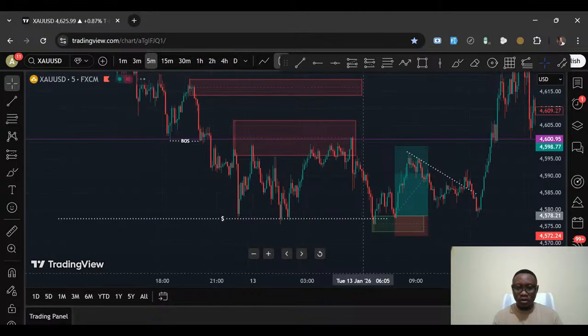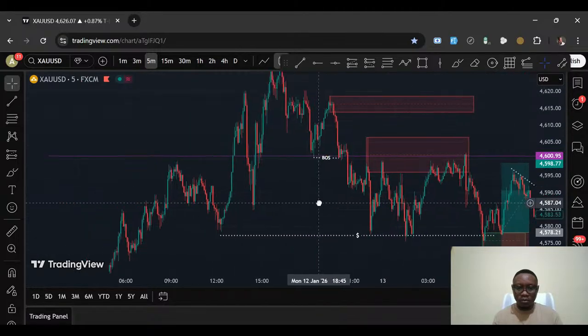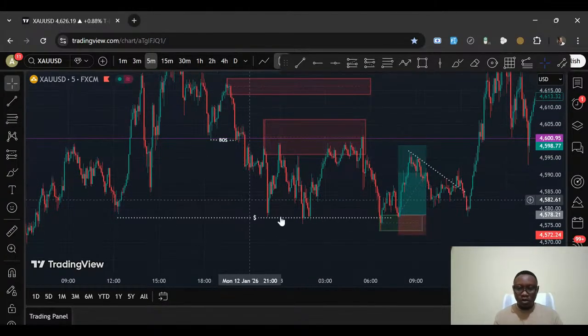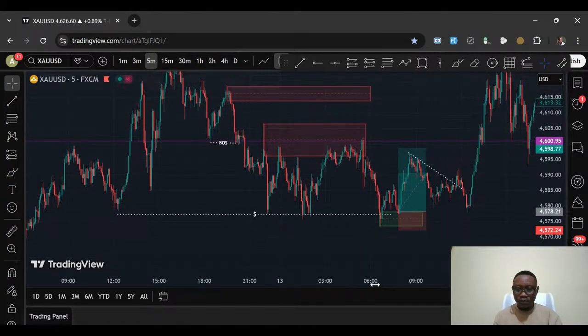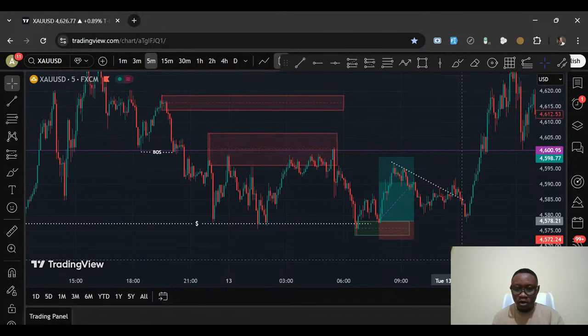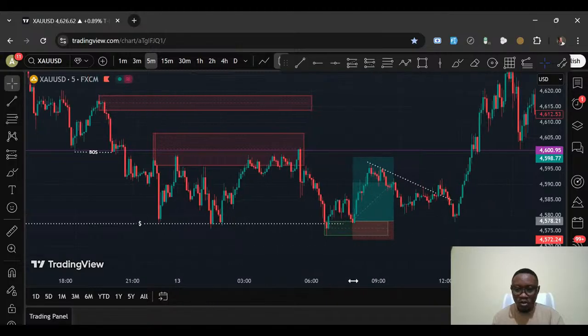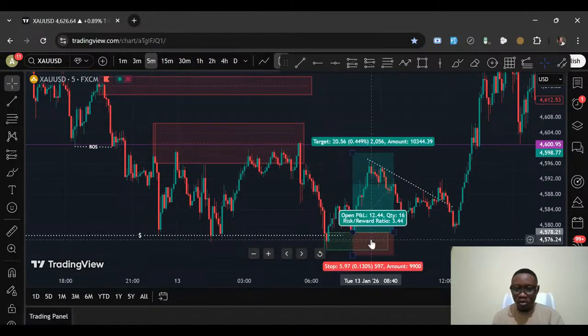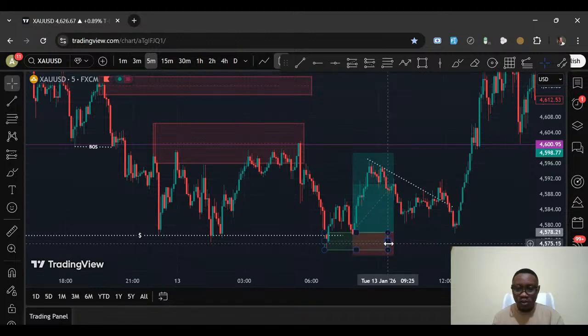Okay, so look at it. This is the reason I took this trade. This is a 5 minutes order block zone, right? This is my order block. I marked this order block on the 5 minutes time frame.